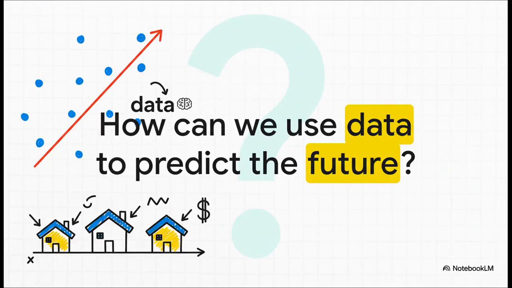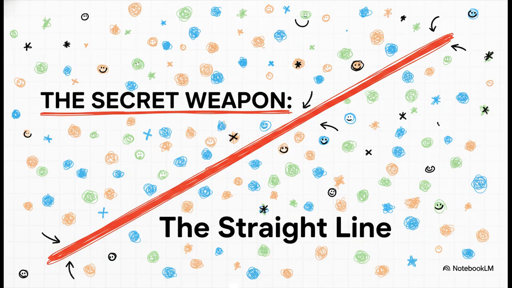So let's just start with a huge question. How can we possibly look at the information we have right now and use it to make a solid guess about something we don't know yet? Whether that's figuring out what a house will sell for or how many products will move next quarter. How do we do that? Well, believe it or not, the answer starts with something we all learned back in math class, a simple, straight line. Seriously, that's it. That's the secret weapon we're going to dive into today.